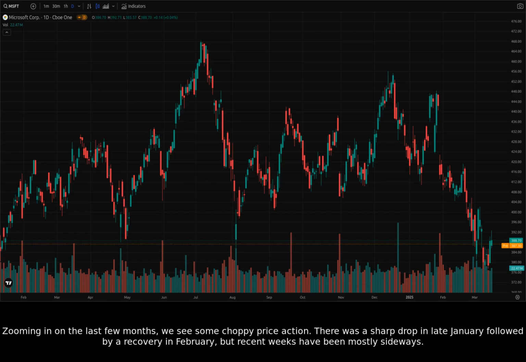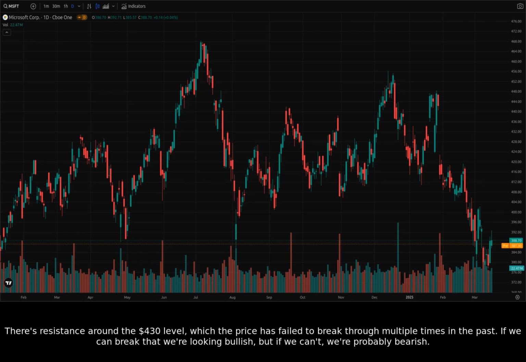Zooming in on the last few months, we see some choppy price action. There was a sharp drop in late January followed by a recovery in February, but recent weeks have been mostly sideways. There's resistance around the $430 level, which the price has failed to break through multiple times in the past. If we can break that, we're looking bullish, but if we can't, we're probably bearish.